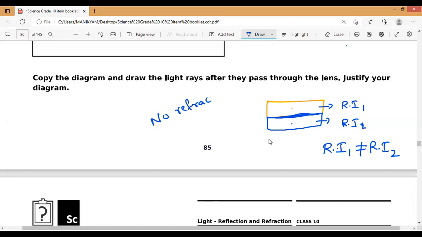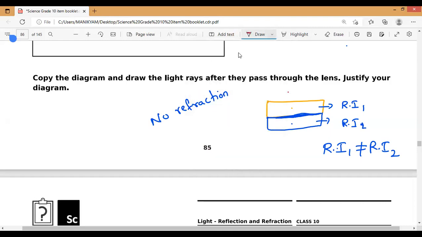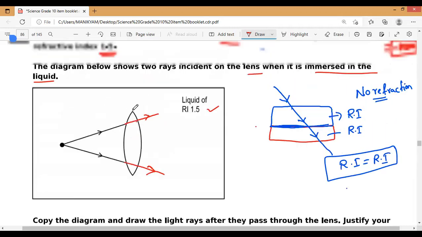What is that case? No refraction when light is incident perpendicularly to the surface. Understood? So the light ray will go in a straight line. This is also one of the cases which I taught you specifically. But now this is the case they are giving.